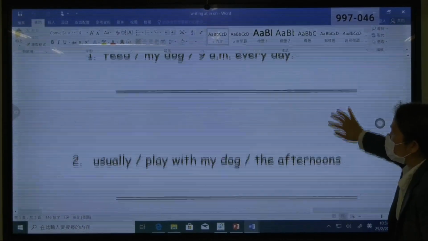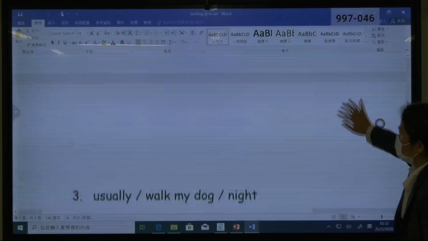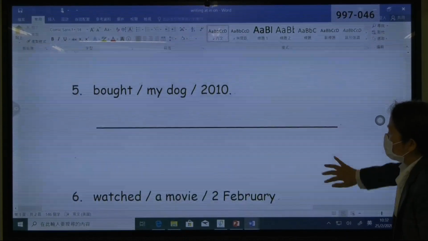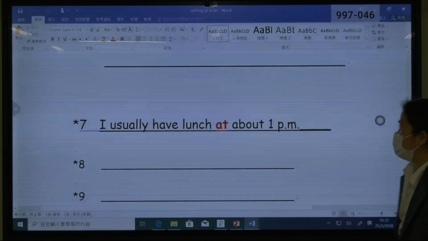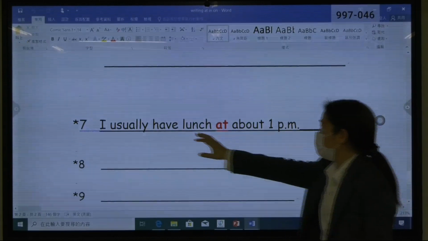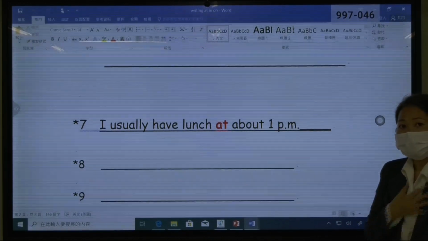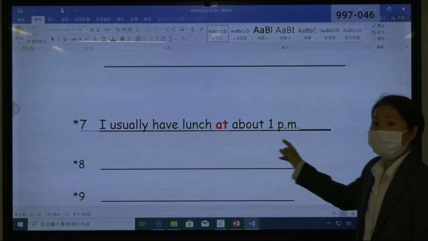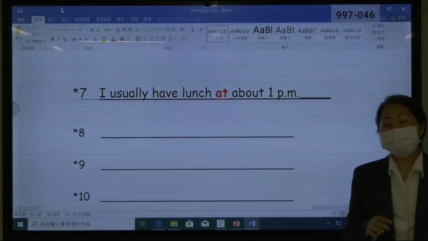And then you can do the rest at home. And the others, for brighter students, yeah, you can try to make the sentences yourself. For example, when do you usually have lunch? For example, I usually have lunch at about 1 p.m. So you can write more sentences with your own words.